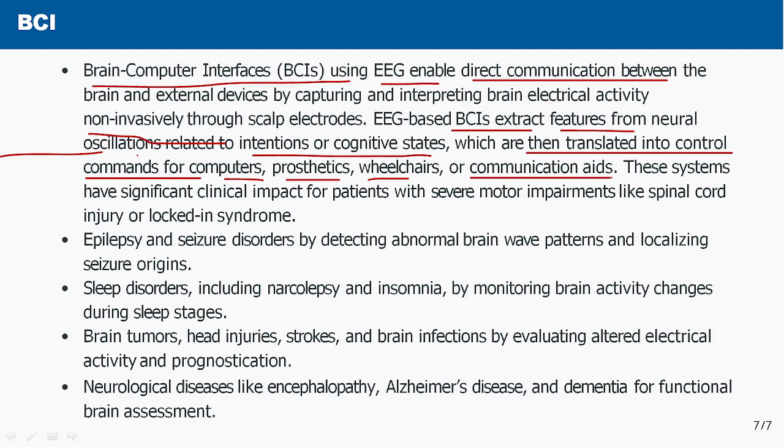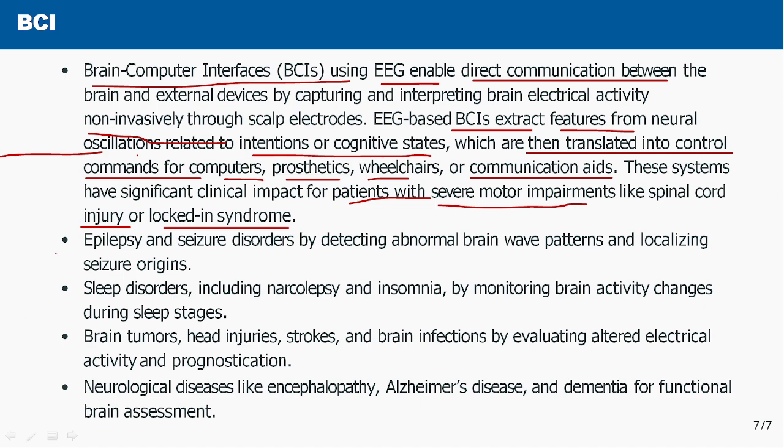Those beta waves will be captured and mapped to control commands for computers, prosthetics, wheelchairs or communication aids. These systems have significant clinical impact for patients with severe motor impairment like spinal cord injury and locked-in syndrome. Through their thinking, they can generate the signal and produce some activity.